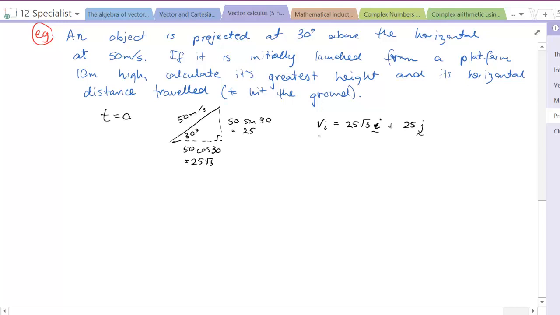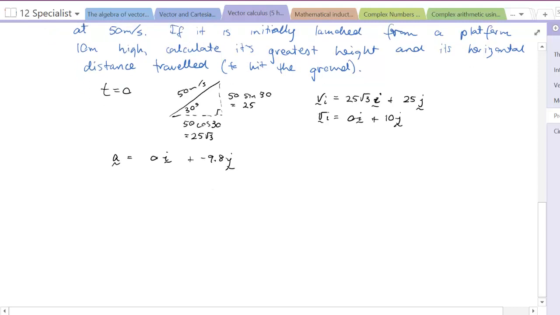Also, when t is equal to 0, we've got an initial position, so our Ri will just be 0 in the I direction, and because it was launched off a platform that was 10 meters high, 10 in the J direction. That means we can calculate those c values nice and easily because these will always be polynomial functions. So a is equal to 0 in the I direction and negative 9.8 in the J direction.